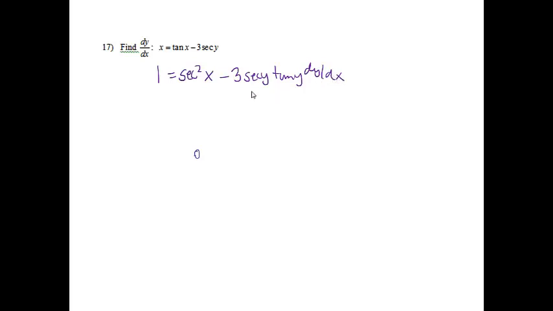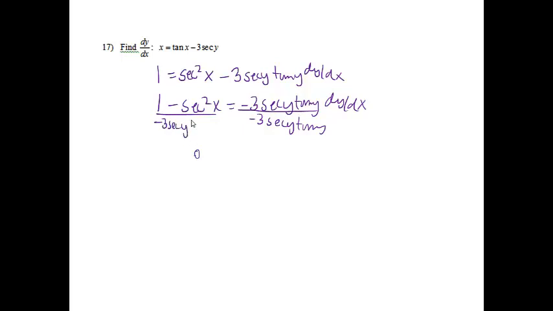dy/dx. All right, now we just need to get dy/dx by itself, so I'm going to move the secant squared x by subtracting it, so I'll have 1 minus secant squared x equals negative 3 secant y tangent y dy/dx, and then my last step is we'll just divide by the negative 3 secant y tangent y. So then dy/dx will equal 1 minus secant squared x over negative 3 secant y tangent y.